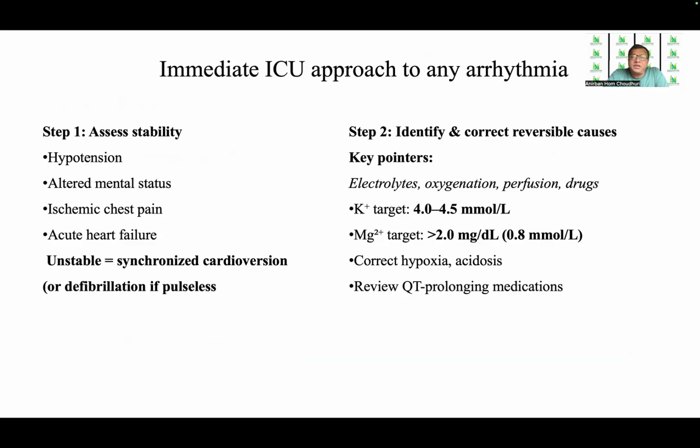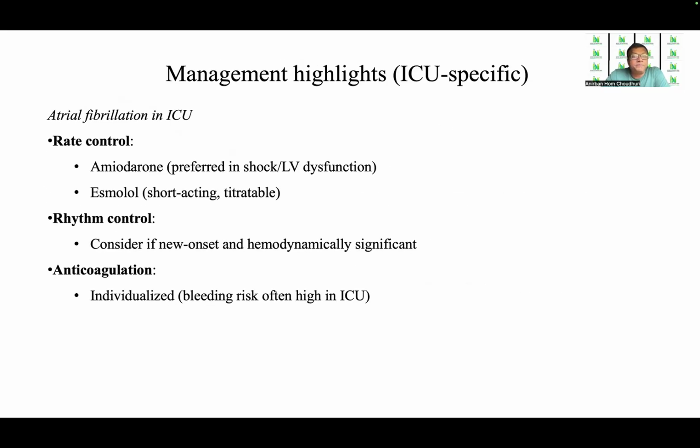In step 2, we have to identify and correct the reversible causes. The key pointers for the reversible causes lie in the electrolytes, oxygenation, perfusion, or the drugs. Always try to keep a potassium target of 4 to 4.5 and a magnesium target of more than 2 milligrams per deciliter, which is equivalent to 0.8 millimoles per liter. Correct hypoxia, acidosis, etc. And always review daily the drugs which have a potential for prolonging the QT interval.